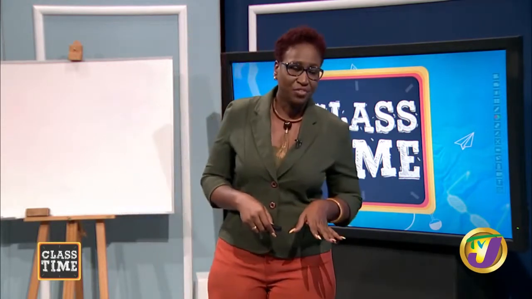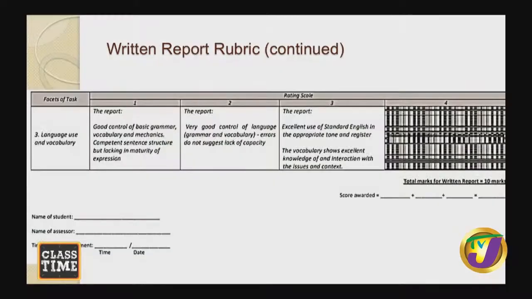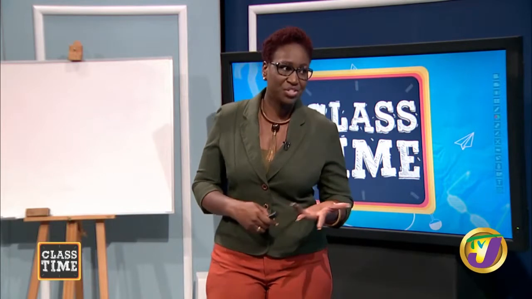The next thing you're marked for in the written report is language use and vocabulary. Yes, it's an English SBA. Of course, you're going to be marked for language use and vocabulary. So for the maximum score of 3, you would have to show excellent use of standard English and, of course, appropriate tone and register. And your vocabulary would show excellent knowledge of the interaction with the issues and context. So the way you talked about your artifacts, your research question and the outcomes shows a level of maturity, shows a level of proficiency in the language.